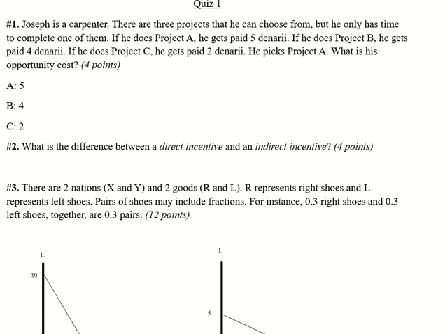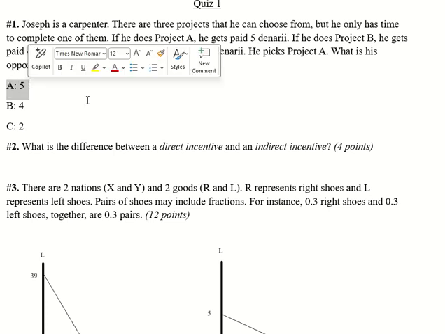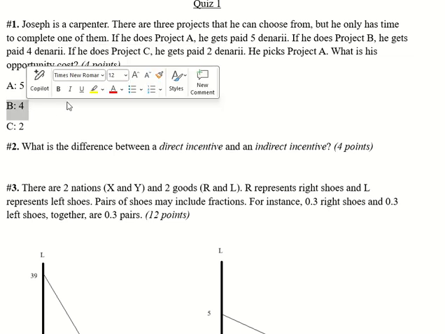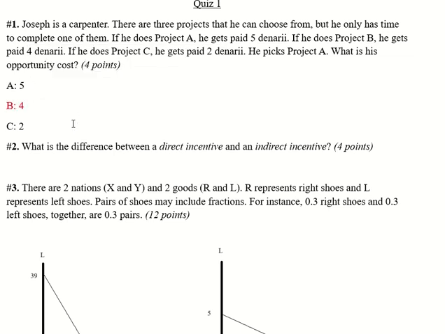Now, opportunity cost, as you recall, is the value of the next best alternative. So if he's doing project A and he's getting 5, his next best alternative would be project B. So the answer is going to be 4 denarii.